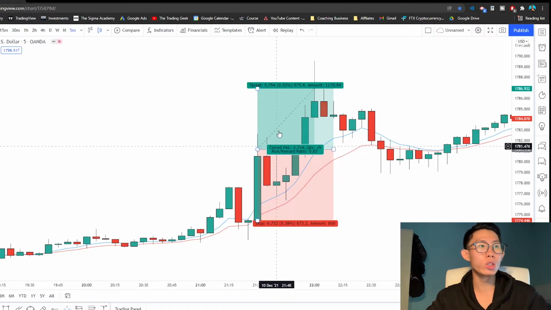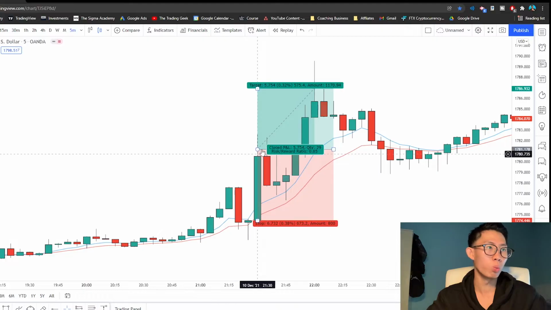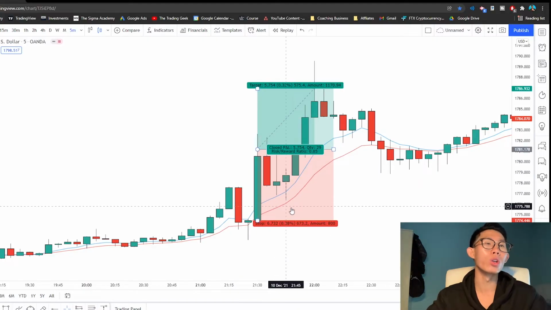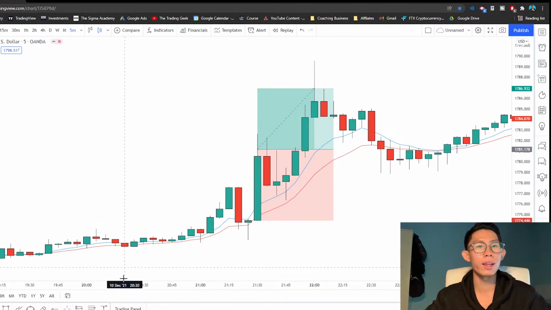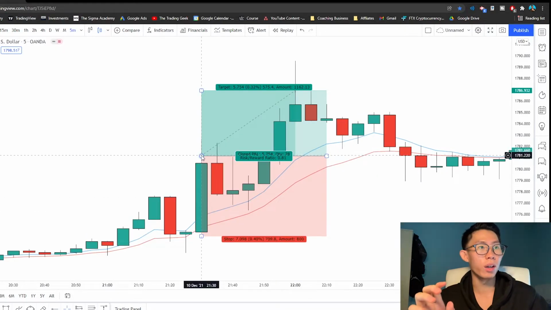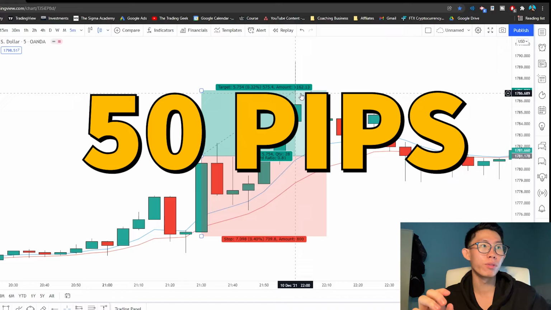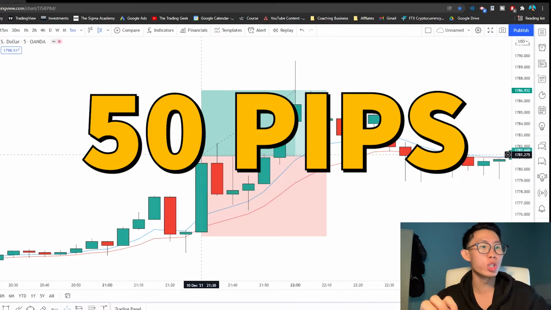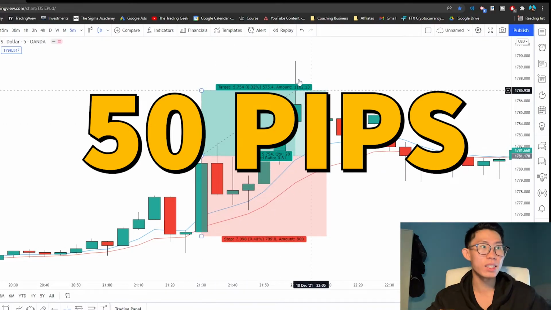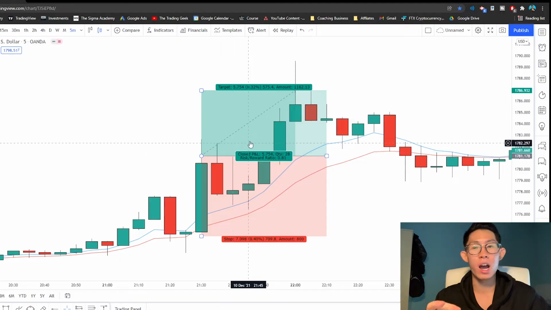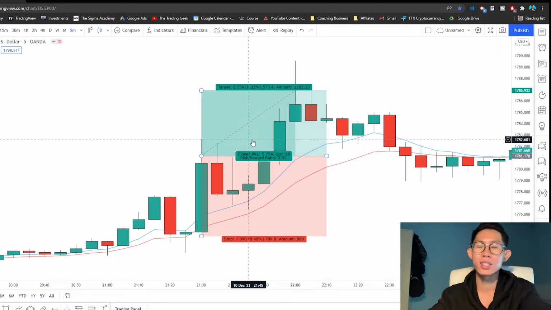So this is one entry, or you can be patient enough to wait for the price to retest the moving averages like right here. You retrace all the way down to create your new higher low, and you could also get in then. That will give you a better entry. If you had entered right here, you could have caught over like 50 pips on this one short trade. This is in less than an hour, dude. Less than an hour, 50 pips caught just like that.